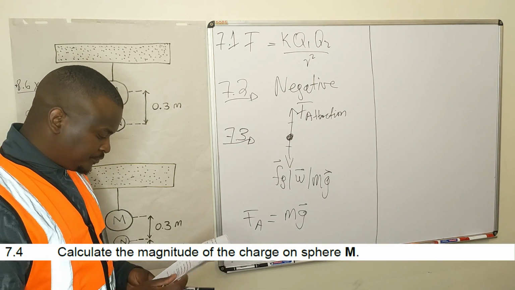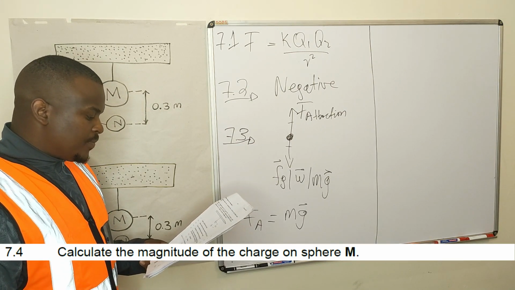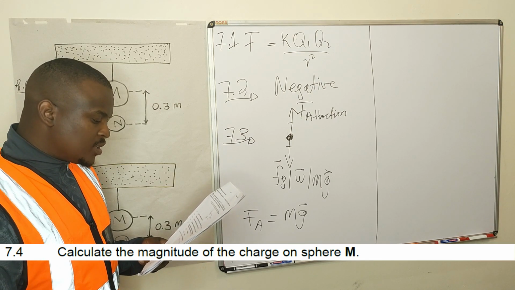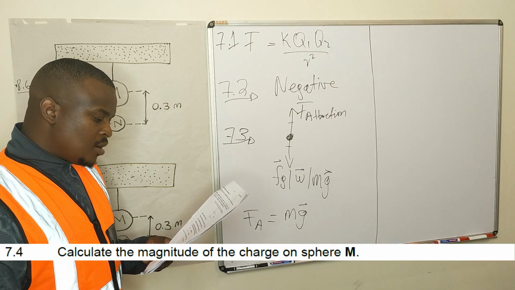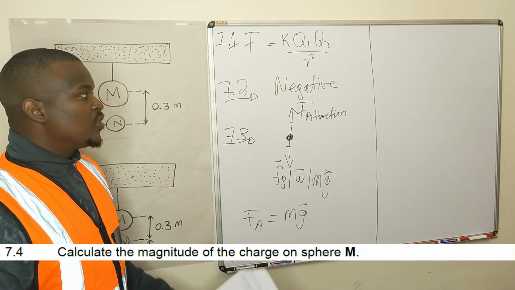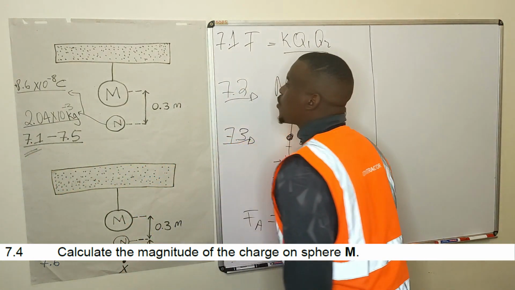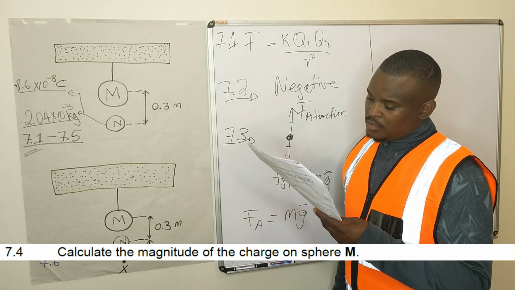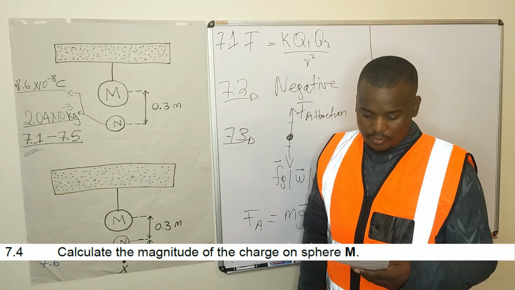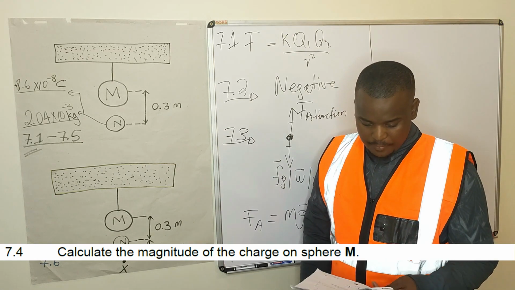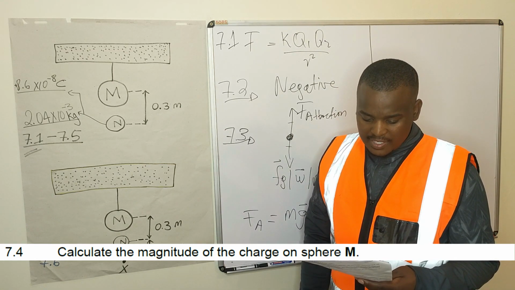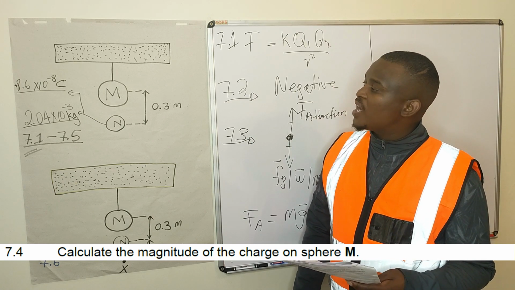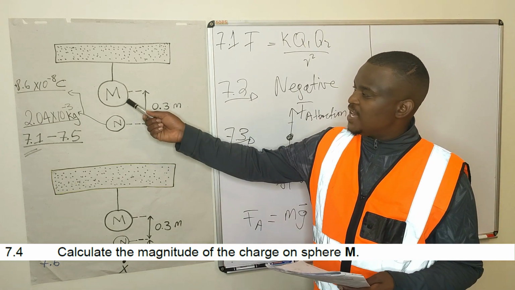So let's go. Calculate the magnitude of the charge on sphere M. So they want us to calculate the magnitude of the charge. Okay, 7.4. Calculate the magnitude of the charge on sphere M. They want us to calculate the magnitude of the charge on this sphere here.